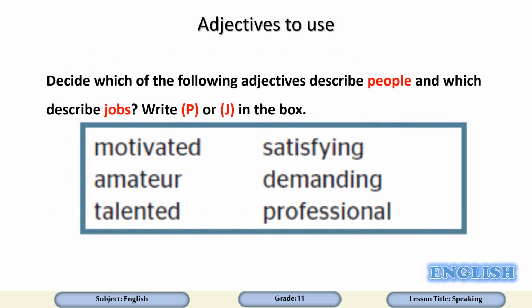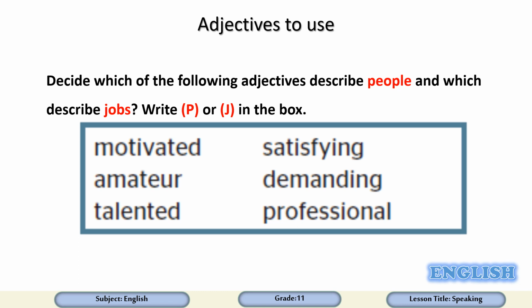Box number 3 contains 6 adjectives that are used to describe people or jobs. Stop the video and take some time to do the task. Write P with the adjectives that describe people and J with the adjectives that describe jobs. If you have finished, let's start.